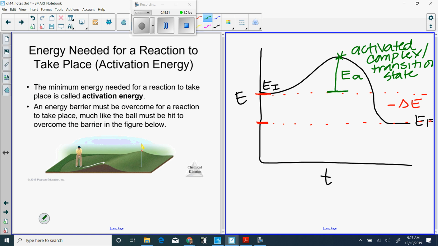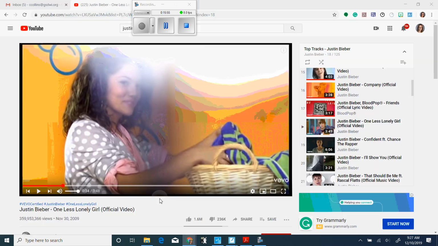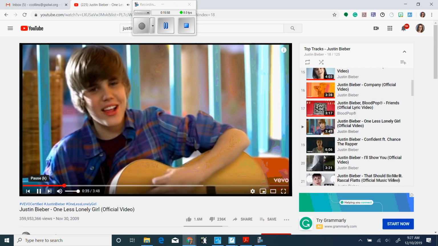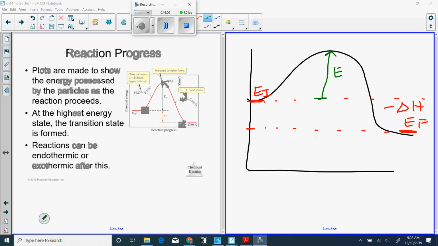So when the music starts, can you just point out the points of the graph, remind each other what exothermic and endothermic is? Ready, go. Thank you so much.